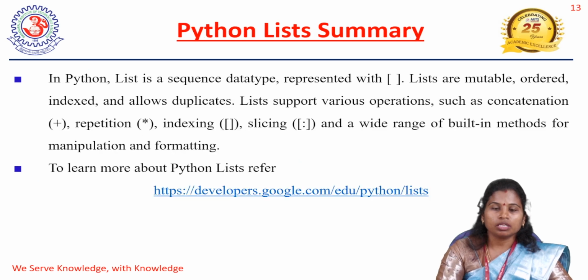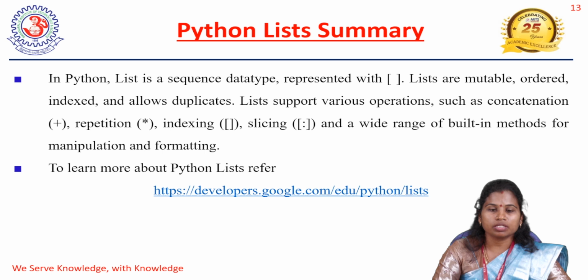Now coming to the summary. Here in Python we have sequence data types. One of the sequence data types is list. List is represented with square brackets. Lists have different properties: they are mutable, ordered, indexed, and they allow duplicate values also. Lists support various operations such as concatenation, repetition, slicing, indexing, and a wide range of built-in methods for manipulating and formatting.